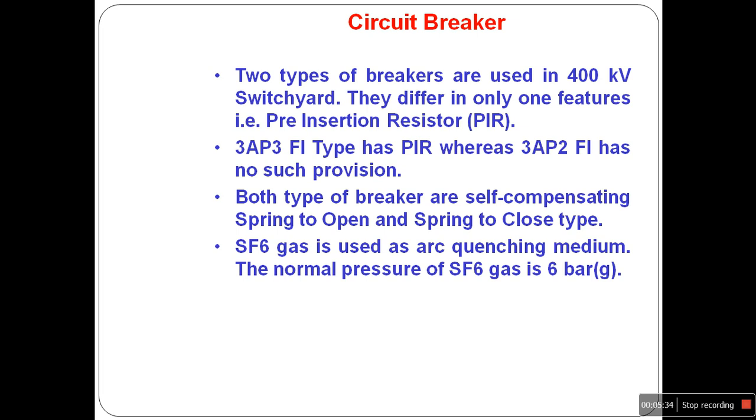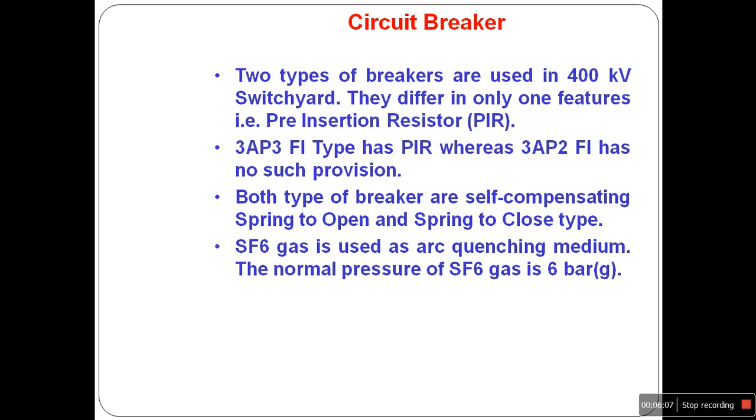So I will mention here that the circuit breakers which are used in the line side of 400 kV switchgear have PIR, and the circuit breakers which are not used in the line side, rather are on the side of the generating source, will not have PIR. I will explain what is the purpose of PIR, but first let me explain some other features of circuit breaker.